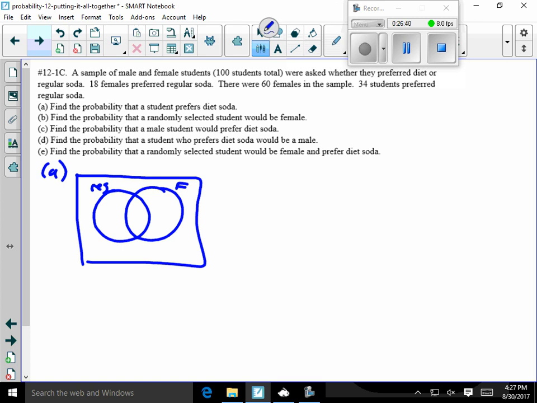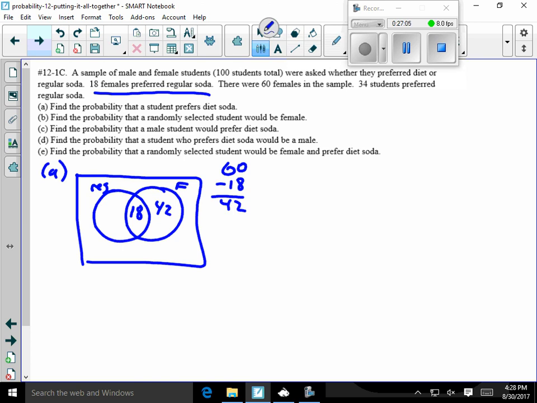So here it says 18 females prefer regular soda. That means they're in the female circle and they're in the regular circle. So I'm going to put a count there of 18. It also said there were 60 females in the sample. So if I take 60 and subtract the 18 that I already know about, that leaves 42. So there's a space for 42 more females to fit in the other part of the female circle.